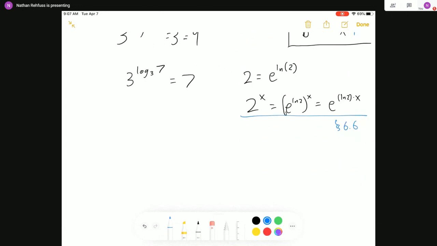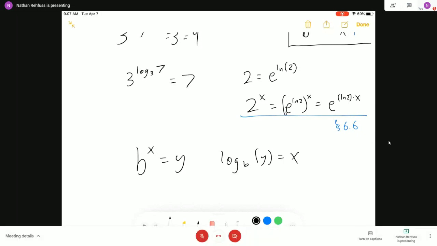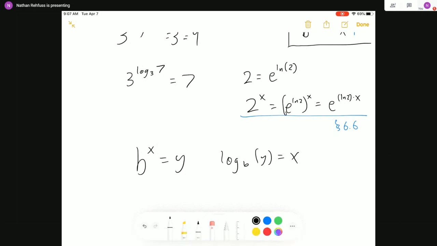One more thing I want to say: remember last class I told you if b to the x equals y, then log base b of y equals x. The base stays put, the input and the argument switch places. Well, you can still think of it that way, and that's a perfectly good way to think of it. I like it. The base stays put, the input and the argument switch places.